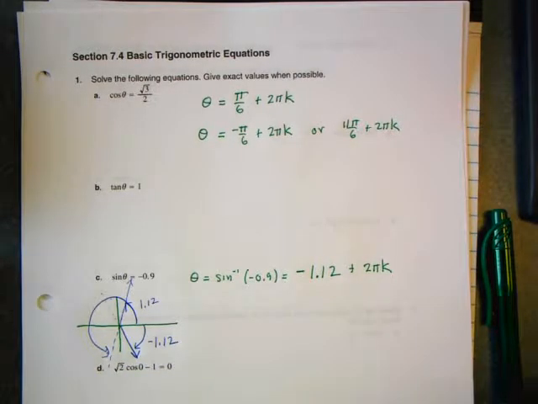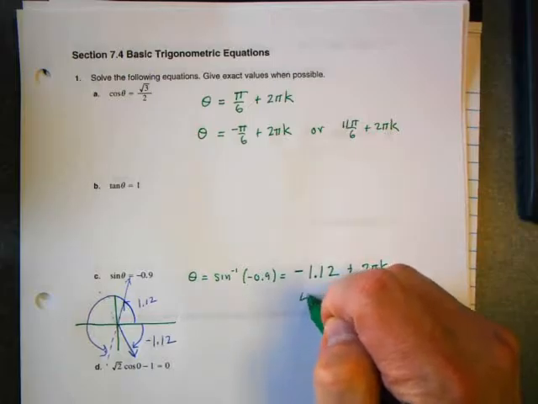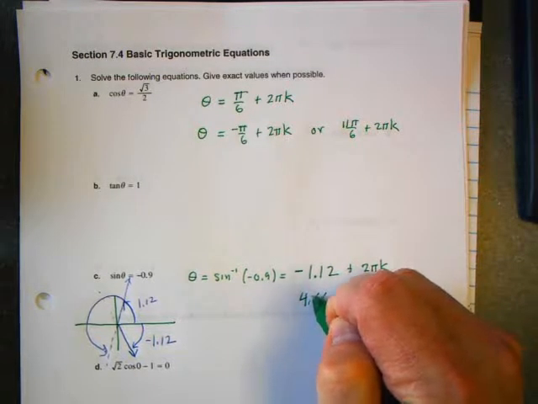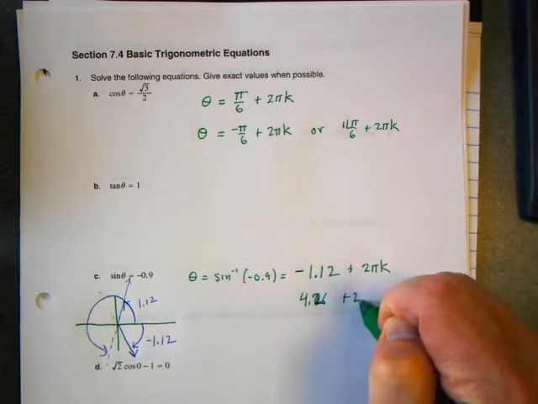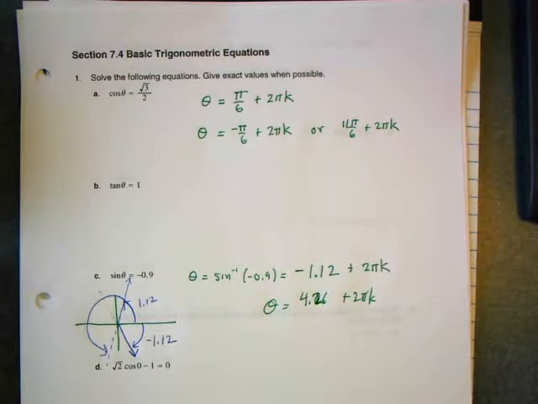So my other answer would be 1.12 plus pi, which is 4.26. Oops, 4.26 I said, plus 2 pi k. That's how I would write it. But it doesn't have to be written as a negative.